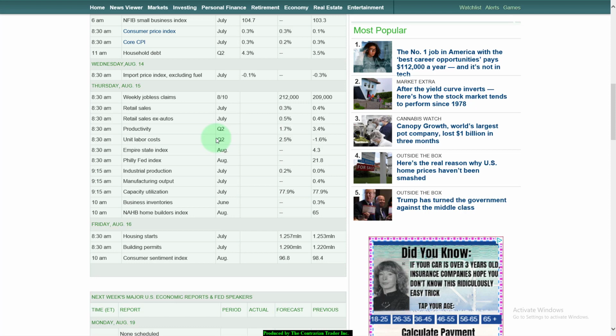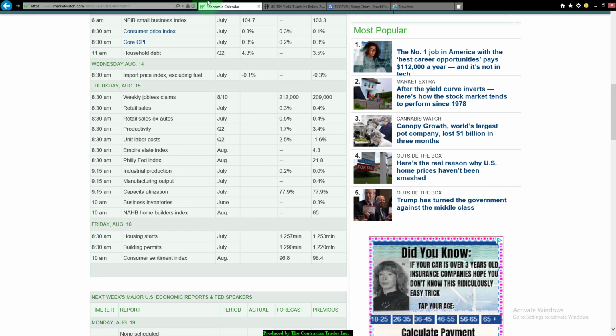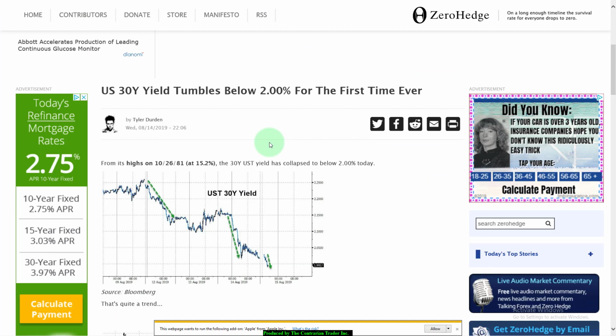In short, folks, expect volatility this morning. I would not go chasing this market at current as I'm recording this. The futures are up. I would not go chasing this market in either direction. Let the markets settle down. Overnight, yield curve, which I'm going to talk about very soon.